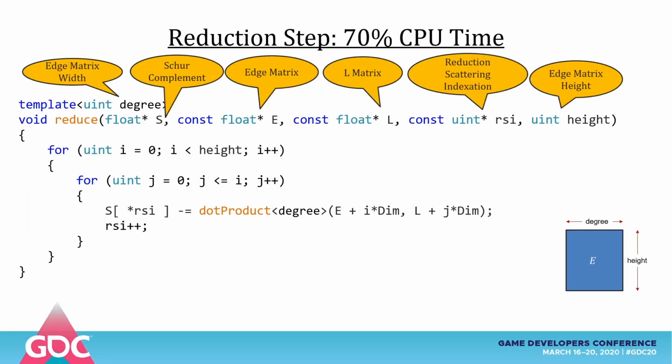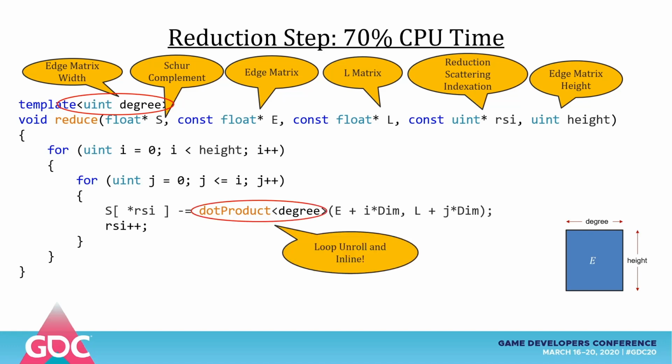Let's look at the implementation of the reduction step, which represents about 70% of the processing time. It's fairly simple. We loop over the row indices of both matrices and compute their dot products. The result is subtracted from the locations indexed by the RSI. Note that the degree parameter, which is the degree of the pivot constraint, is passed as a template argument. This allows unrolling the dot product underlying the matrix multiplication, which has a very large impact on performance.